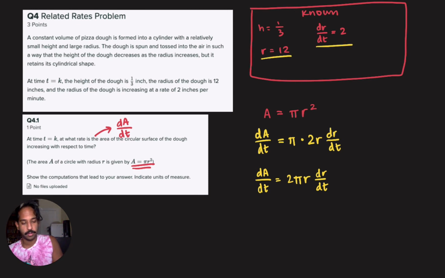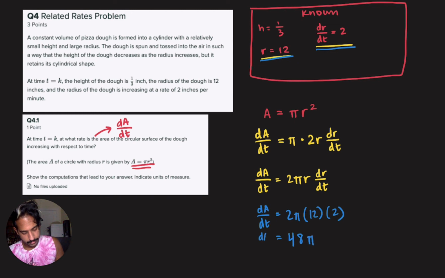So now we can see dA/dt equals 2 pi times 12 times 2, which will equal 12 times 2, which is 24, 24 times 2 is 48 pi. That is dA/dt. And this is 48 pi, and the units, because this is area, are inches squared per minute.